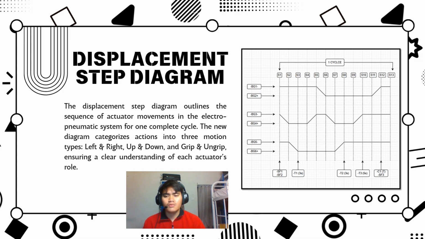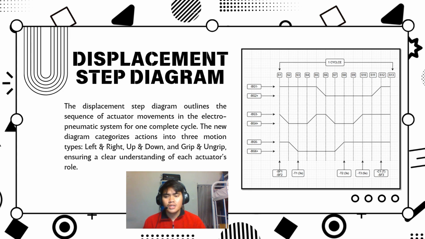Next, move upward S5 to S6. BG3 retracts, the arm moves upward. Up sensor active, confirming the arm position. Next, move to the right S7. BG2 extends, the arm moves horizontally to the right and the right sensor is active, confirming the position. Next, move downward and release load S8 to S9. BG4 extends, the arm moves downward. BG5 extends, the gripper opens to release the load. T2 3 seconds is the time for the gripper to ungrip the load.